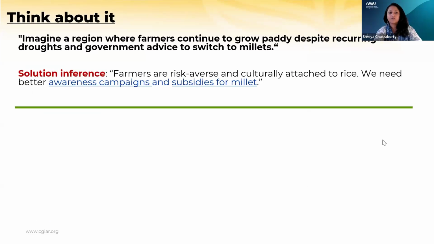So I'm going to start with a little bit of a provocation, and take you from the way we usually think about a problem to see if a historical perspective can change the way we talk about or think about a problem, right? So imagine a region where farmers keep growing paddy, and it's a drought-prone region. It has sustainability issues with regard to water resources. It has depleting water resources. And when the government advises to switch to millets, they don't. They don't easily move to millets.